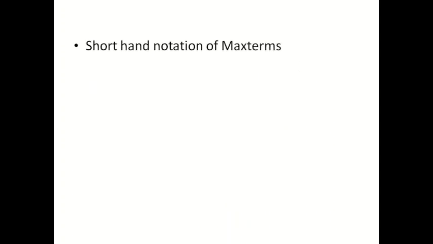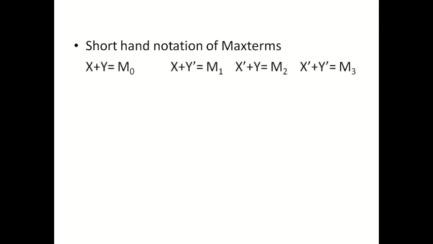Then see the shortened notation of max terms. In the case of max terms, they are represented by capital M, and it is the same: x plus y complement, x complement plus y, and then x complement plus y complement. In this case, if we have x plus y, both the literals have the value 0. If it is x plus y complement, it will be taken as 0, 1. Because in the max term, you know that if the literal is in complement form, then its value is taken as 1.